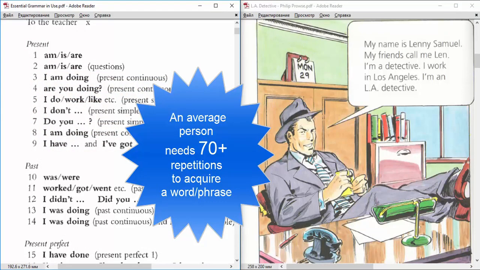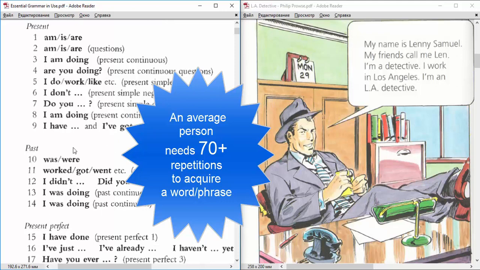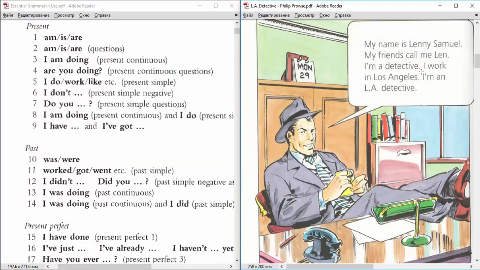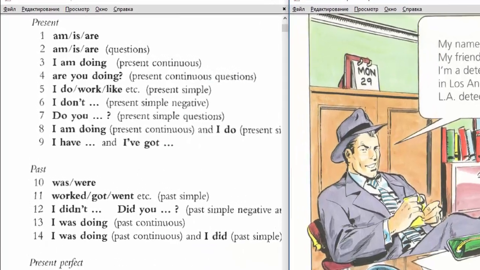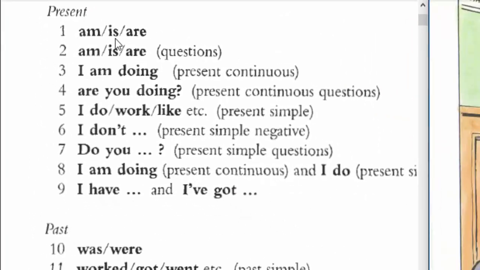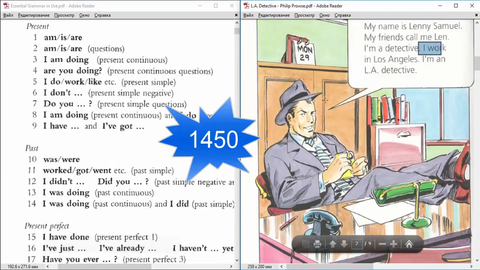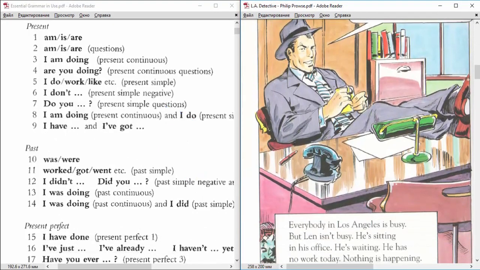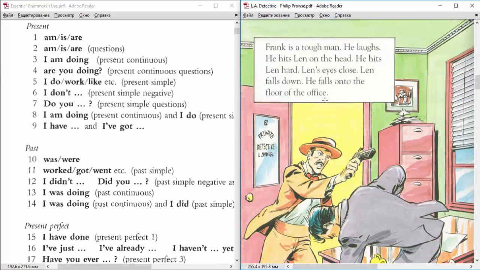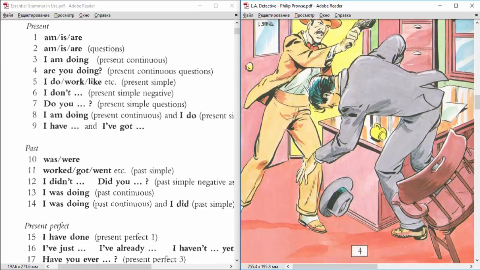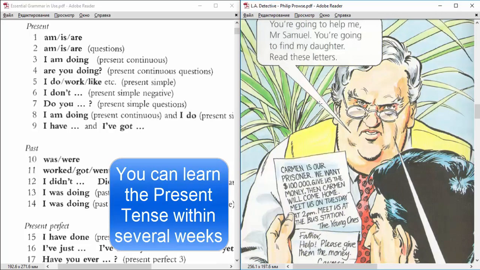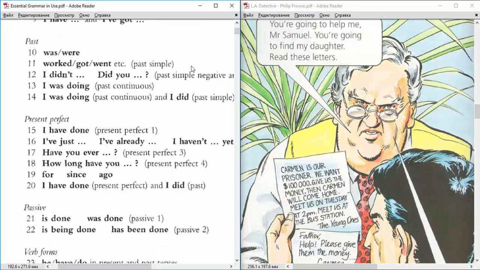According to studies, an average person needs to hear and see a word or phrase 70 plus times in different contexts before he or she acquires it. However, some verbs such as am, is, are take much longer to acquire, but these 1,450 repetitions can get you there much faster. You know, people around you will be more than impressed if you can tell a story using only one tense. And you can learn it really fast within several weeks, and that's the power of having enough repetitions of the core of the language.